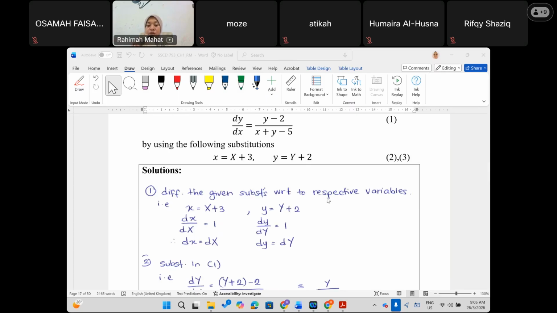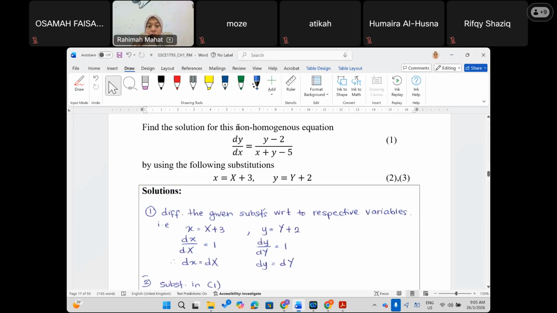Differentiate the given substitution with respect to the variables. So if you look from the question here, this one you substitute with respect to x. So the substitution you need is with respect to x as well. The respective variables means that it depends on the substitution. If the one is with respect to x, this one is with respect to capital X. And this one with respect to capital Y, this one is also with respect to the capital Y.